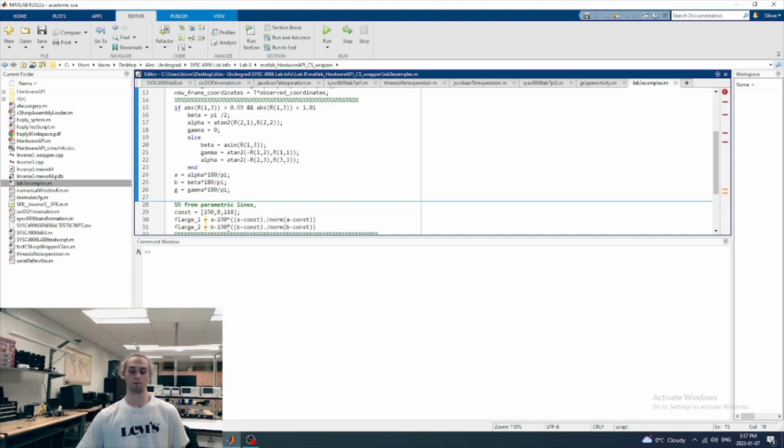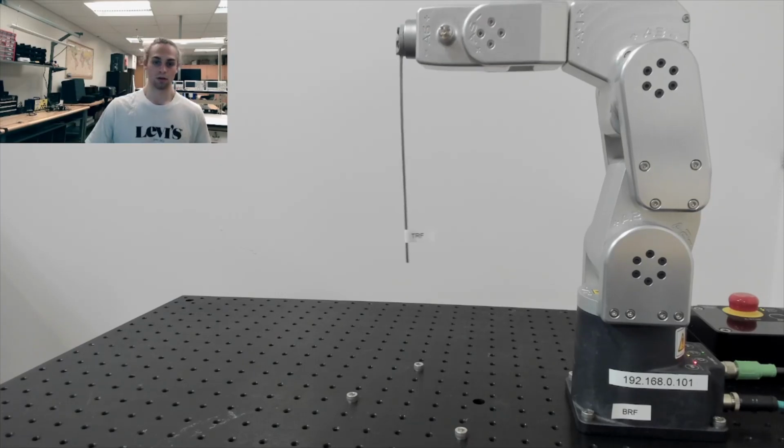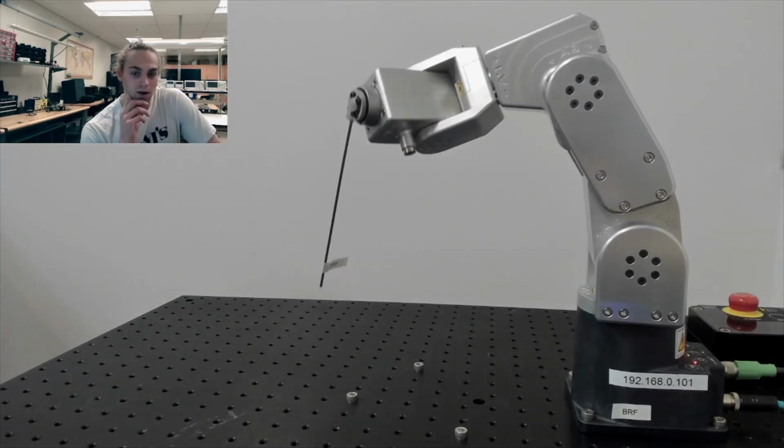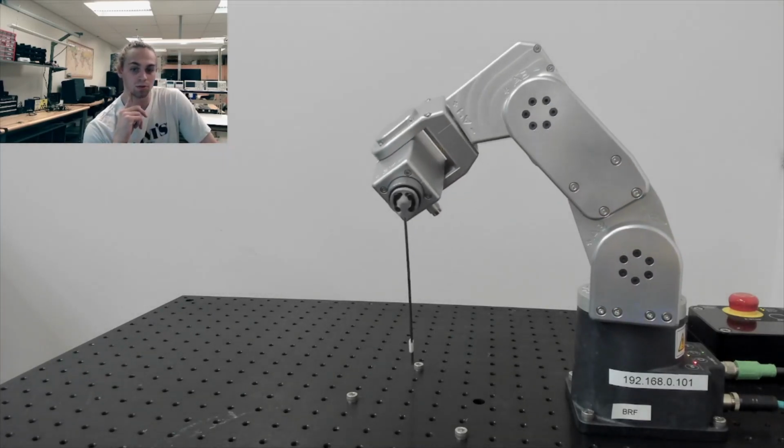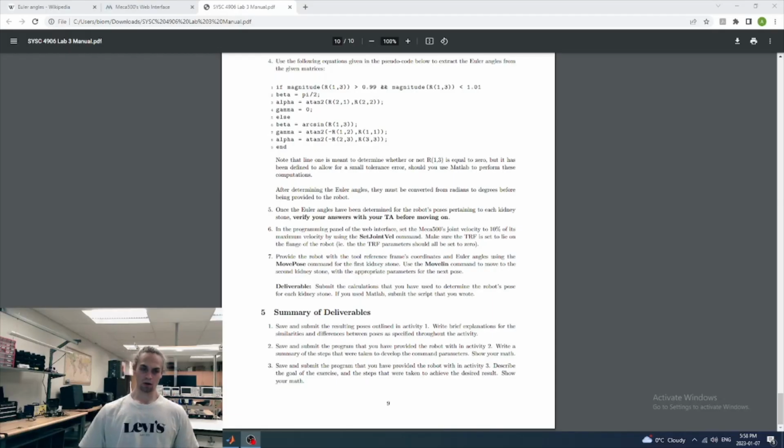So once you've used the parametric lines to determine the positions of the flange to point to each stone and the Euler angles for each one to pass through the constraint, this is what it should look like. Make sure again to set your tool reference frame to be in line with your flange again. So now when we get to the first stone, we're pointing through the constraint, and we're once again pointing through the same constraint.